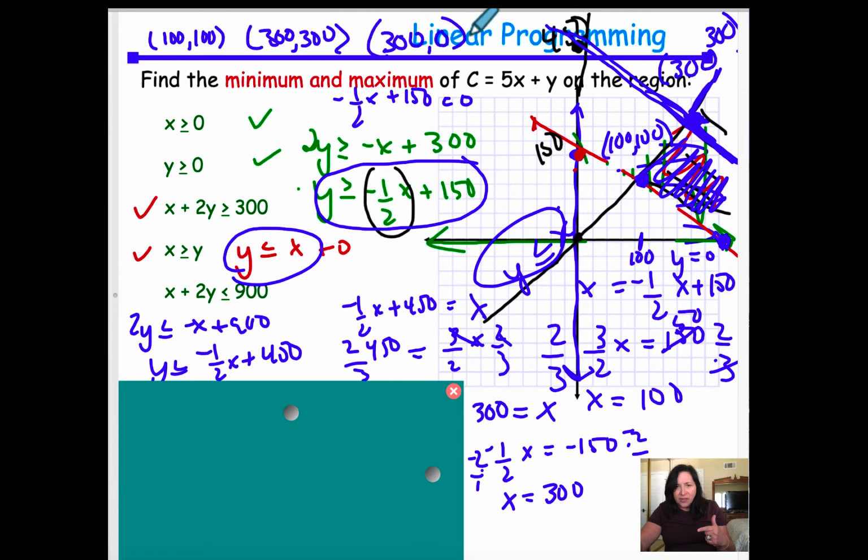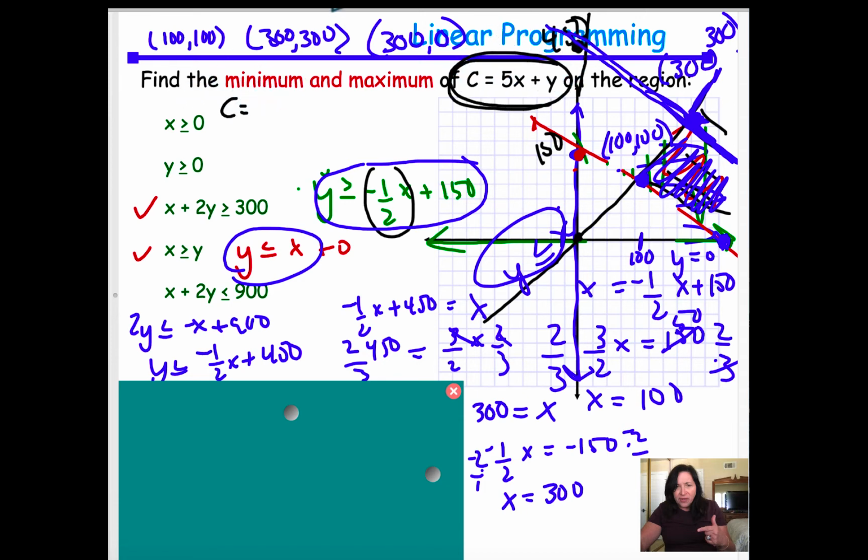Okay, so now, finally, we've got all of our points, and now we've got to actually find the max point and the minimum point, okay? So we need to plug these values in to our equation. And so our equation is right here that we were given. So we have c is equal to, and you got to plug in all 3 points. So we've got c is equal to 5 times 100 plus 100. So that's 500 plus 100, which is 600. So this one yielded 600.